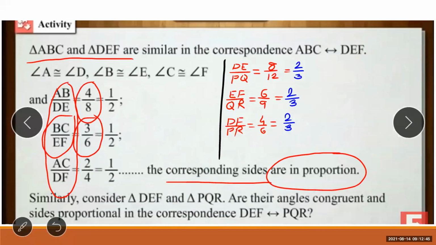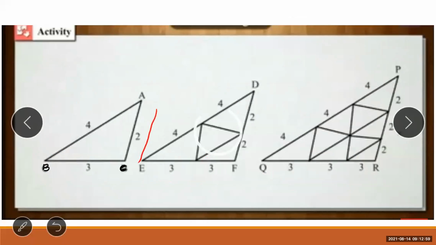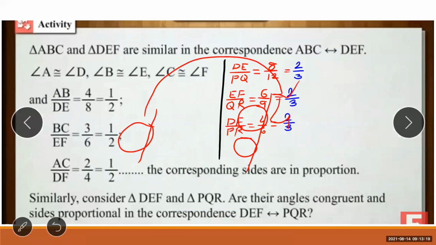Now the values for the last ratio, that is AC by DF. See here, the segment AC, that is this one, and the value is 2. DF means this segment, and the value is 2 plus 2, that is 4. So the ratio will be 2 divided by 4. Is it correct? 2 divided by 4.